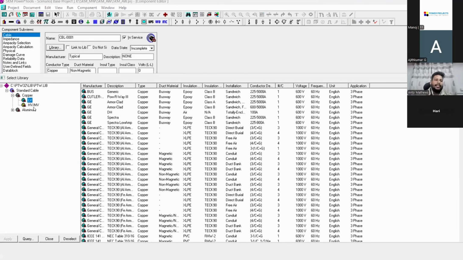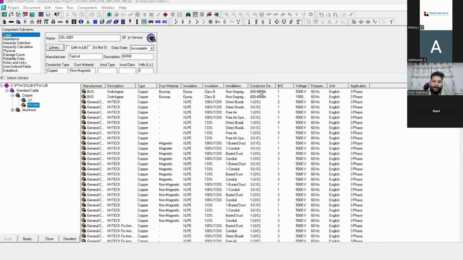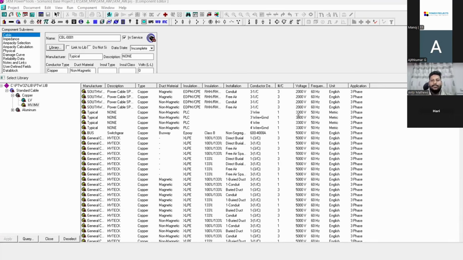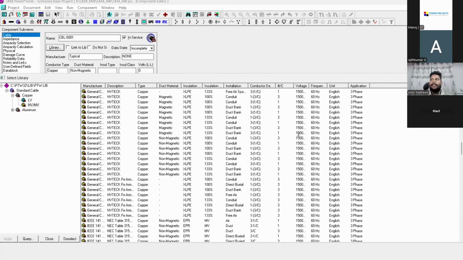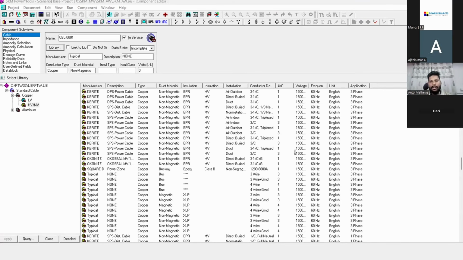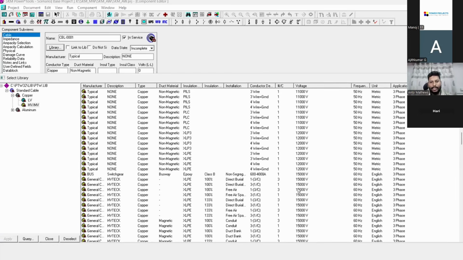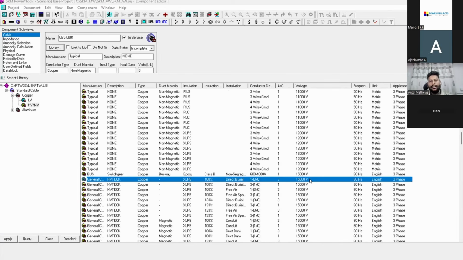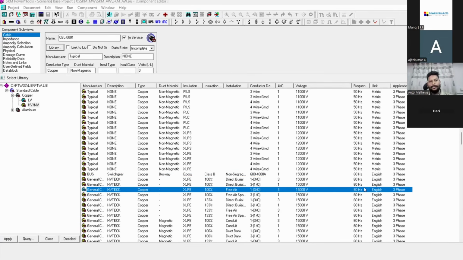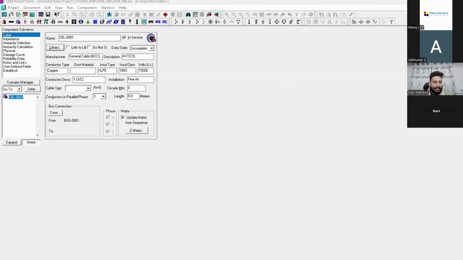In the cable part, am I dealing with LV or MV? I'm working on HV and MV, so I will convert it and go to the voltage level. I know I am going to work on the 11 kV system, so the cable voltage will be 11 kV and above. Let me expand. I can go with 15 kV, so 15,000 volts. Once I double click on the cable, those data appear over here.